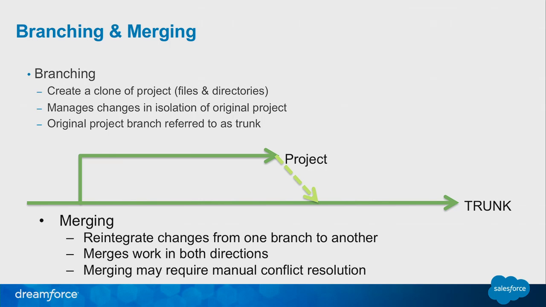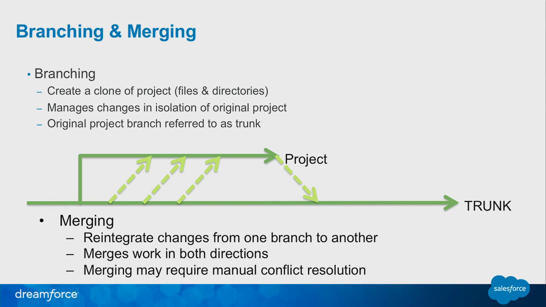So merging is when you bring the work that you've done on a branch, or you have changes on a branch, back into its source. So in this case, we're bringing the project branch back to trunk. However, merging isn't only just one way. If we've been doing work on trunk while the other project was in progress, they can be merged up as well. So you can keep the two of them in sync.